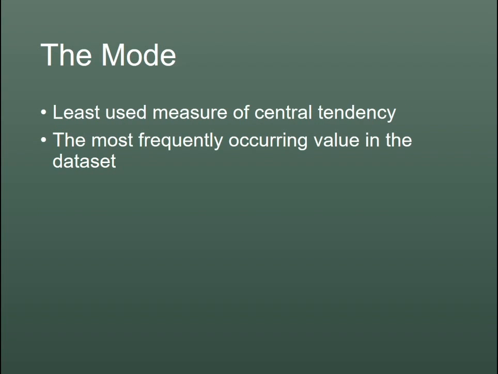The mode is the least used measure of central tendency, but how to get it is the most frequently occurring value in the data set.